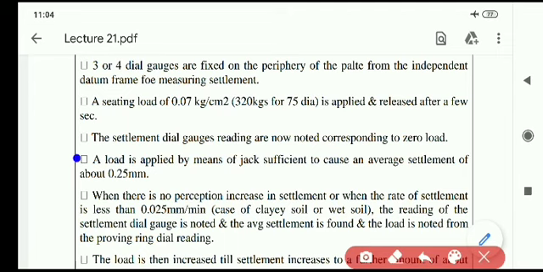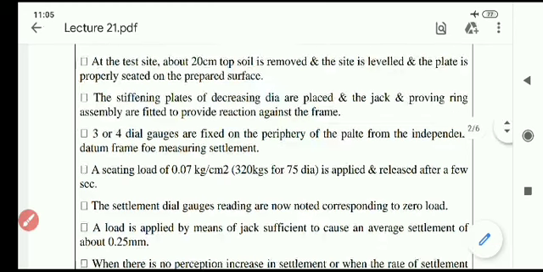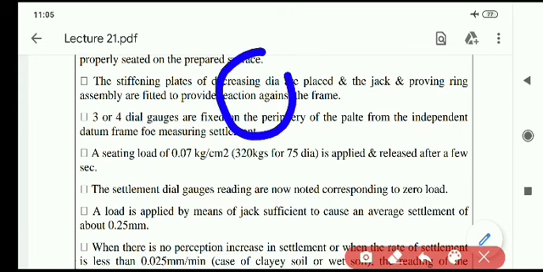When there is no perceptible increase in the settlement, or when the rate of settlement is less than 0.025 mm per minute, the reading of the settlement dial gauge is noted. The average settlement is found and the load is noted from the proving ring dial reading. Means after applying the load, the settlement should be less than 0.025 mm.